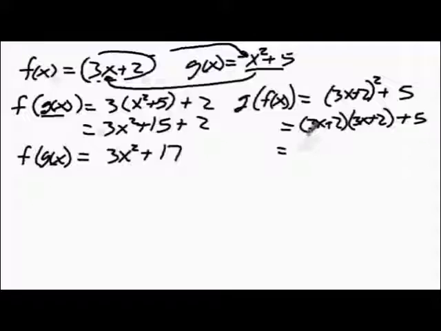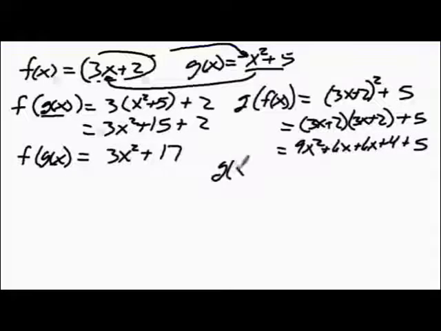So we're going to get 3x times 3x, that's 9x squared. 3x times 2, that's going to be 6x. Now take the 2 times 3x, another 6x. 2 times 2 is 4. Bring the plus 5 down. Combine like terms and you'll be done. G composite f of x will be equal to 9x squared plus 12x plus 9.